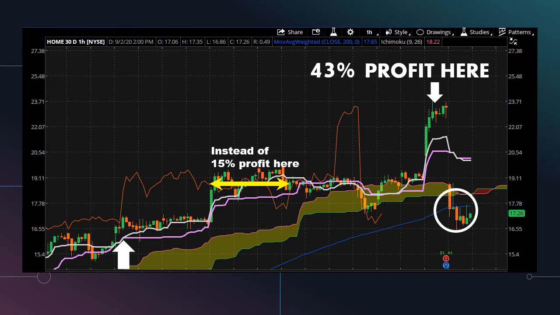But even if you didn't and held on just a little too long and then watched it correct to the point where it passed through the cloud to the downside, you could have closed the trade then and still come out with some profits.